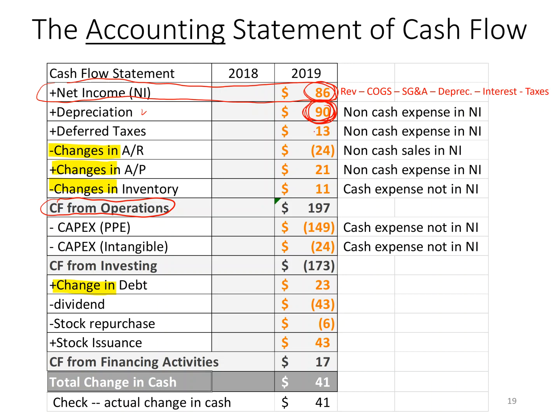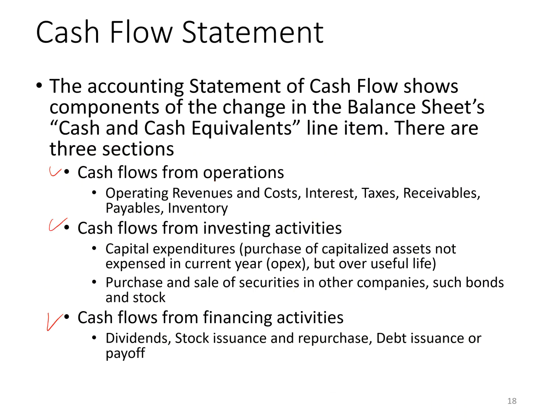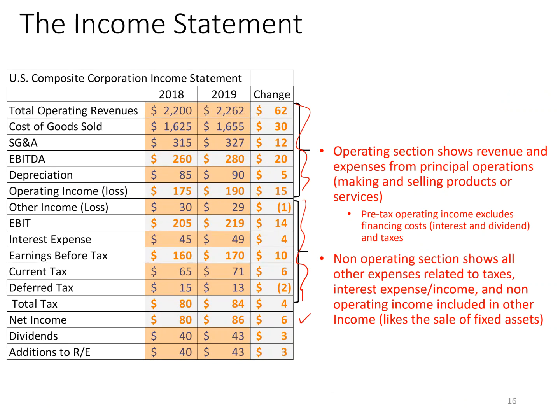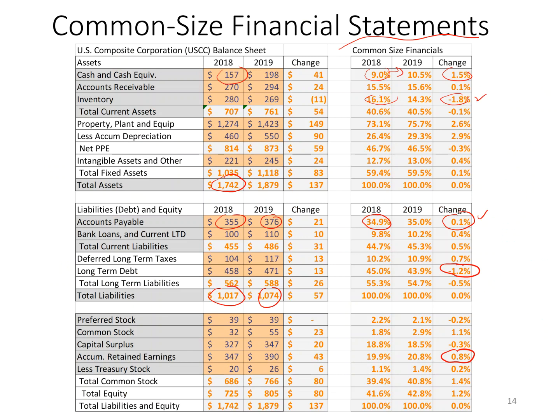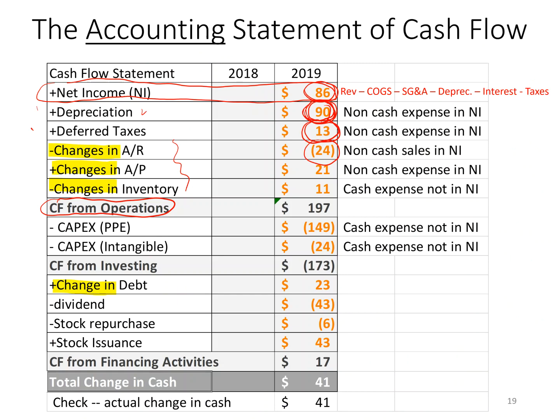I'm then going to add deferred taxes. Any taxes that I had in the income statement that I haven't paid yet, that's a non-cash expense. So I'm going to add those two numbers back. And then I'm going to make three changes related to what we call working capital. That is, I'm going to subtract any change in accounts receivable. So in 2019, go to my balance sheet here. Look at accounts receivable, it went from 270 to 294, an increase of 24. I'm going to subtract that change.